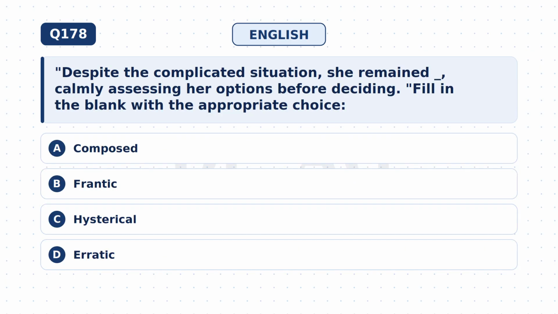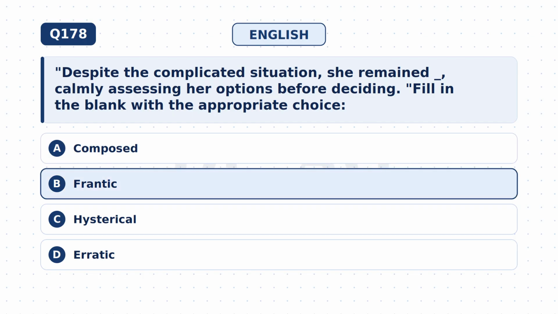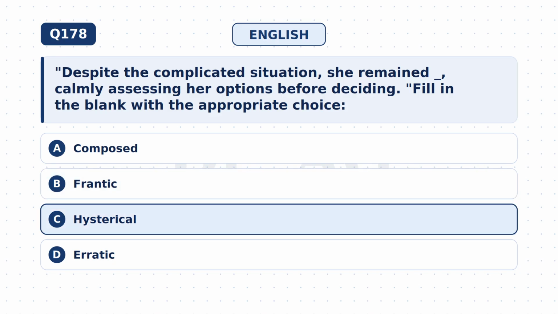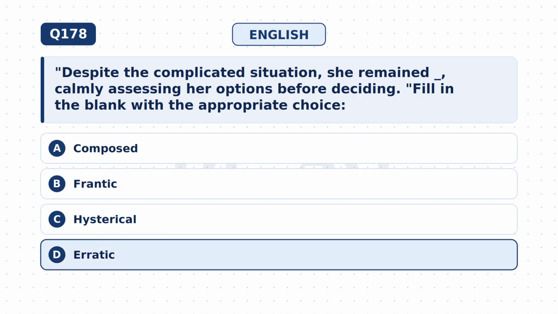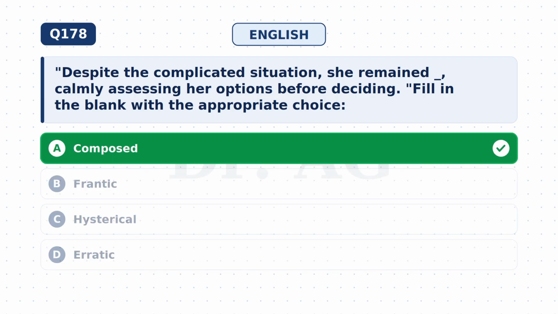Question 178. Despite the complicated situation, she remained calm, assessing her options before deciding. Fill in the blank with the appropriate choice. Option A, composed. Option B, frantic. Option C, hysterical. Option D, erratic. The correct answer is A, composed.